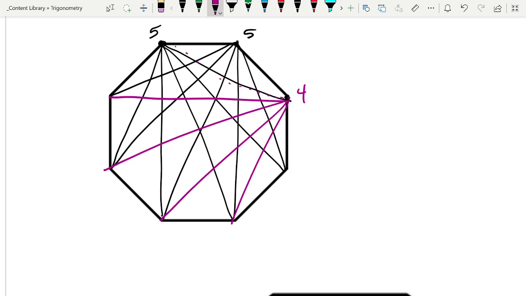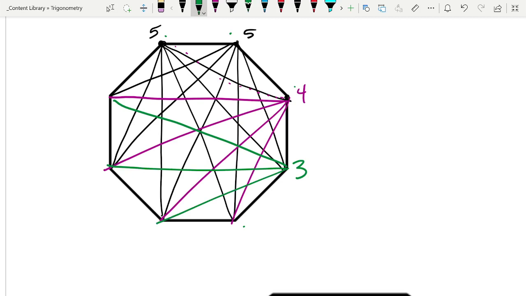Does that mean the next one's going to be 4? No. Let's use a different color again. Let's use green. That one's going to be 3. Because again, I've already connected to those two. I don't have to connect to this one. I don't have to connect to that one. So it really just leaves 1, 2, 3.